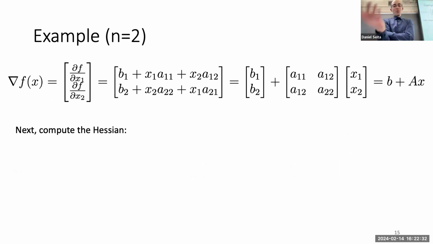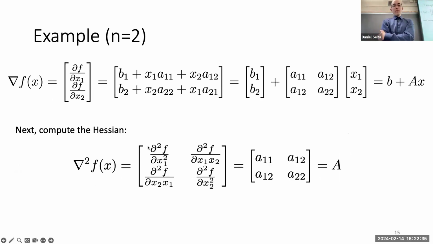When you compute the Hessian, you end up with the 2x2 matrix of partial derivatives. To think about this, take the top left component: the first df over dx1 gives you this term, the top of the first term of this vector. Then you apply the partial derivative with respect to x1 again, and the b goes away, the x1 goes away, then this term goes to 0, so you get a11. You do something similar for the others. So then you get the matrix A.